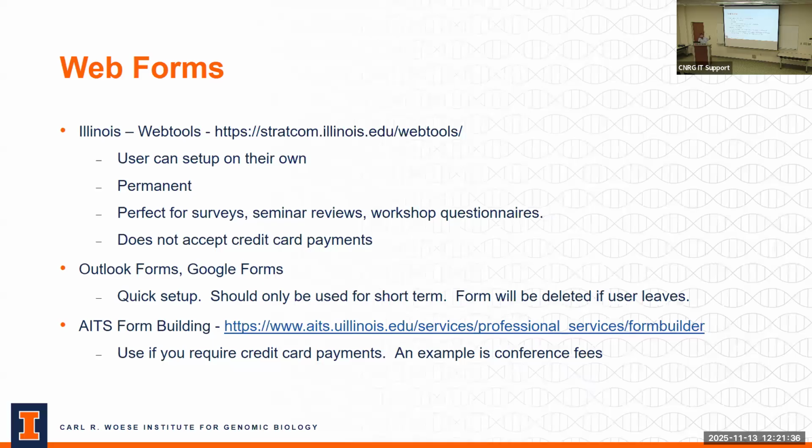Just something that's quick and dirty that you need to get done. And lastly, if you do need to accept credit card payments, is to use the EITS form building program. This is a little bit more in depth. I think you have to involve us maybe to kind of get it going, or the business office. But an example of this is if you're having a conference, you need to get conference fees for it, or there's something else you're trying to do that requires credit cards.